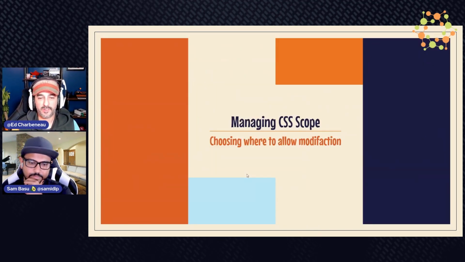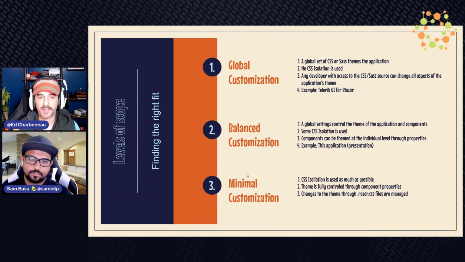So we talked about CSS isolation, how it narrows the scope. And then we've got Sass, and it's kind of a global scope. And there's got to be some kind of happy place between these. So this actually breaks down into a whole other segment here of a sliding scale, I like to say, of levels of scope and finding the right fit of customization. So at the very top here, number one, we've got global customization. In this type of scenario, everything in the system can be affected by the global style design system of the application.